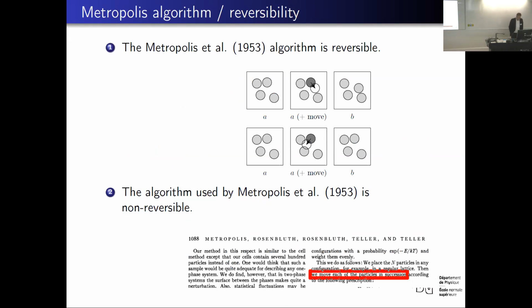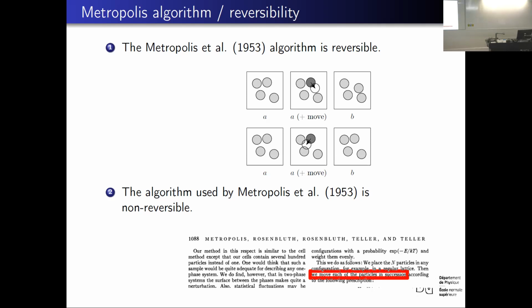So this is a little bit of a wake up. The Metropolis algorithm is a famous example of a reversible algorithm. This is point number one: the Metropolis algorithm is reversible. The reason for this is that you move from here to here with the same probability that you would move from here up to here. So you are reversible.